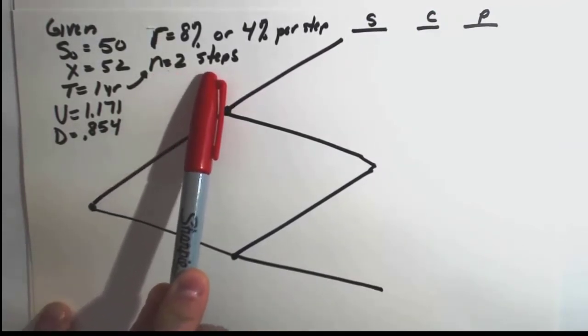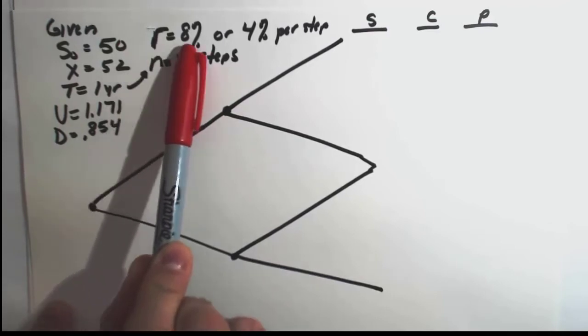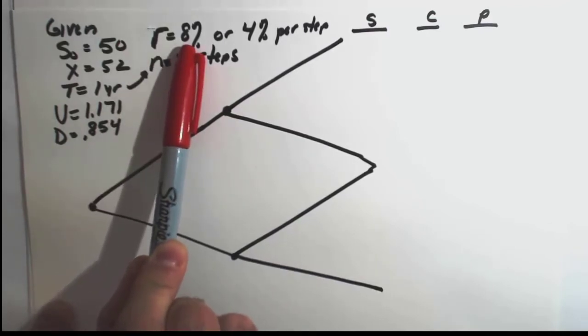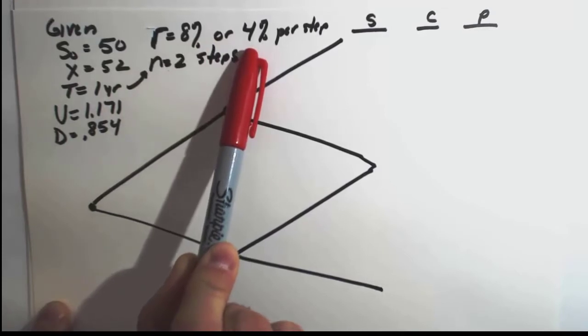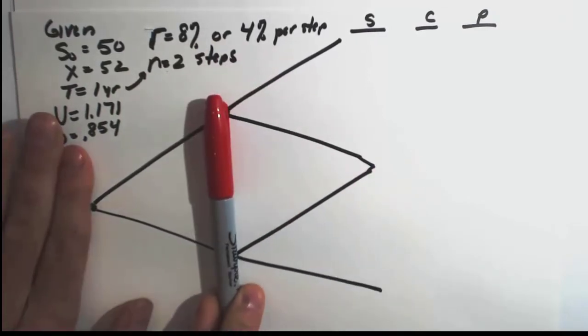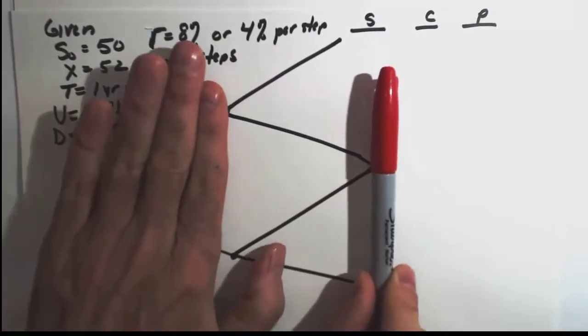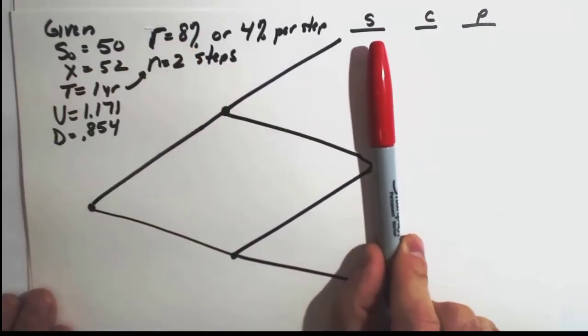We're going to label the steps N. The interest rate is 8%, but interest rates are always on an annual basis, so we're going to chop it in half to 4% per 6 month period. So this is a 6 month period, and then this is a 6 month period.